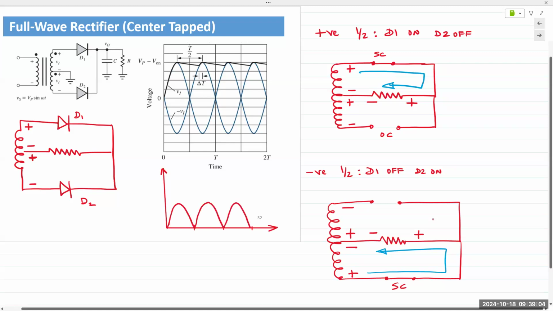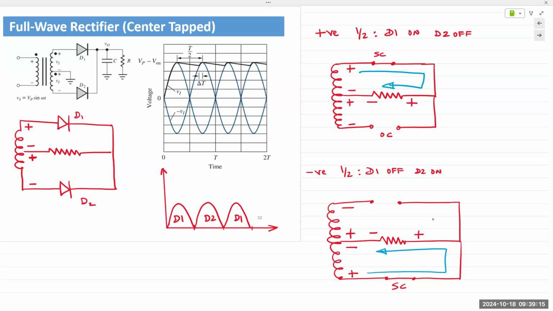Okay. So here it's D1, here it's D2, here it's D1 again. And so both halves are now rectified. So you have full wave rectification. Okay, full wave rectification. All right, let's take a pause while you write it down. Let me know if you have any questions.